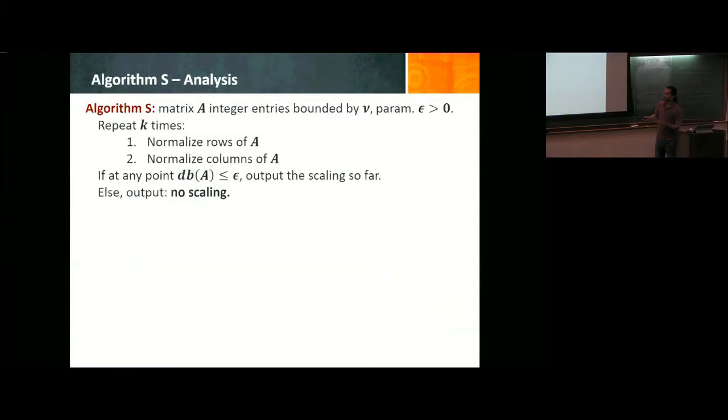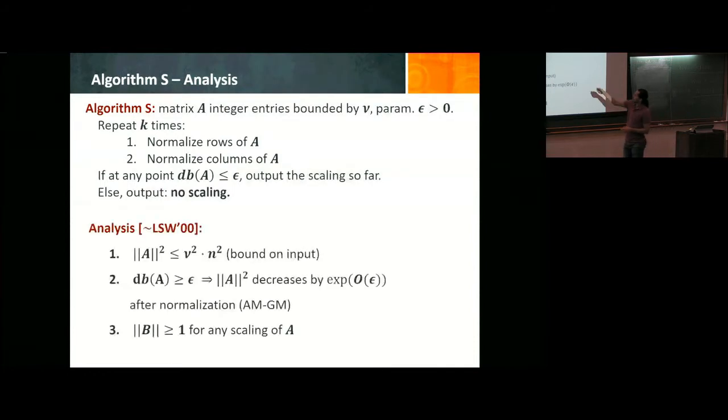So, okay, very good. Let's just run through the analysis again, because it's going to get a little bit notationally hard later. So what is the analysis? Take my matrix A with integer entries bounded by some nu and my parameter epsilon. This analysis was done by Linial, Samorodnitsky, and Wigderson, with a different invariant, but it doesn't matter much now. At first, it's an integer matrix, so every entry is less than nu, so my norm squared is nu squared times n squared. This is a bound on the input norm, so we have an upper bound on my input.